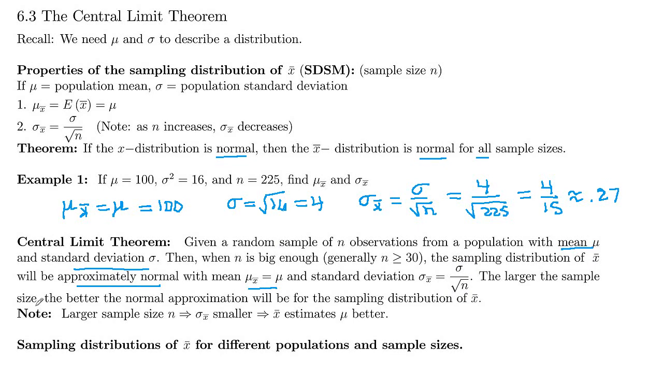The larger the sample size here, the better the normal approximation is going to be for your sampling distribution. So a larger sample size here means that the denominator gets bigger and sigma X bar gets smaller. That means that X bar estimates the population mean better. So the sample mean estimates the population mean better.